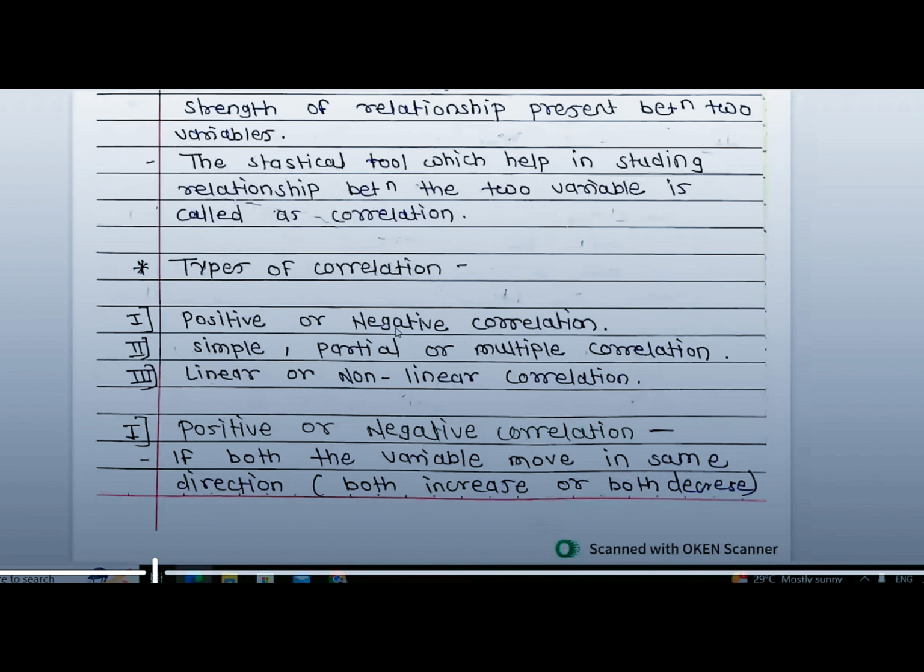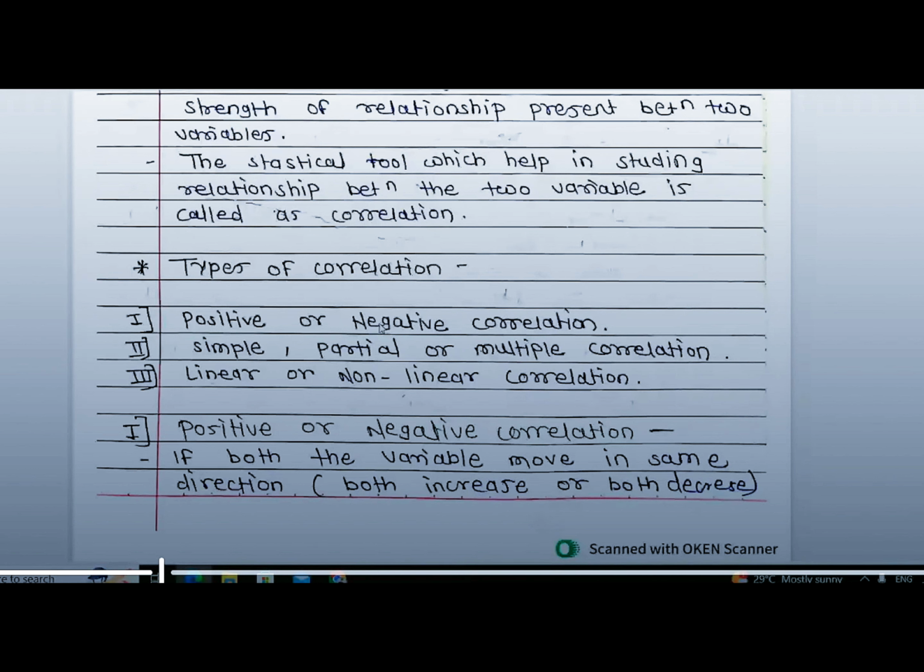An example: a well-known example of negative correlation is, in winter, for example, the sale of woolen garments and day temperature. If the day temperature decreases, the woolen garment sale is going to increase, and if the day temperature increases, the sale is going to decrease. So it is an example of negative correlation.